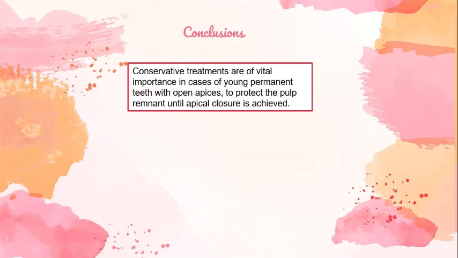Conclusions. Conservative treatments are of vital importance in cases of permanent teeth with open apices to protect the pulp remnant until apical closure is achieved.